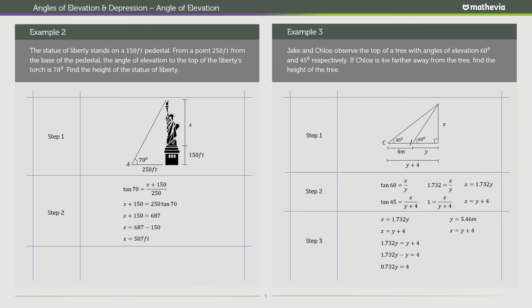And then to find the height x, we just substitute y back into any of the formulas. We have x equals y plus 4, x equals 5.46 plus 4, so x equals 9.46 meters, and that is the height of our tree. And yes, that brings us to the end of this very interesting lesson, angles of elevation and depression.